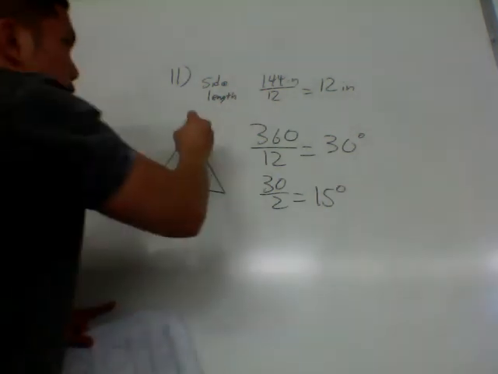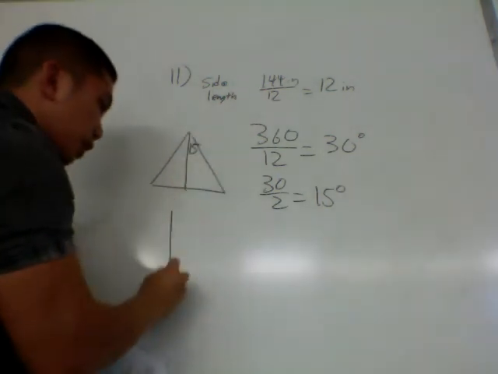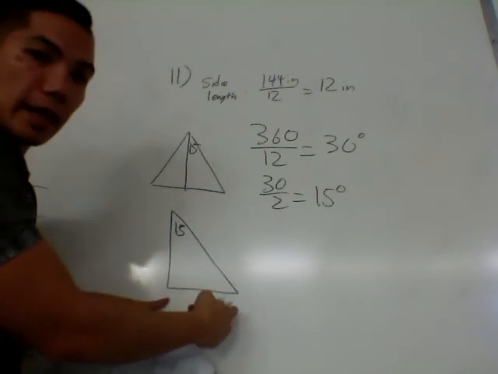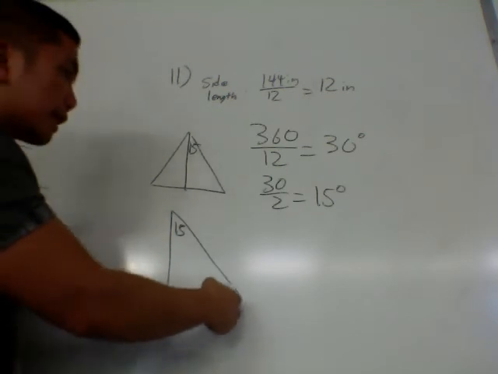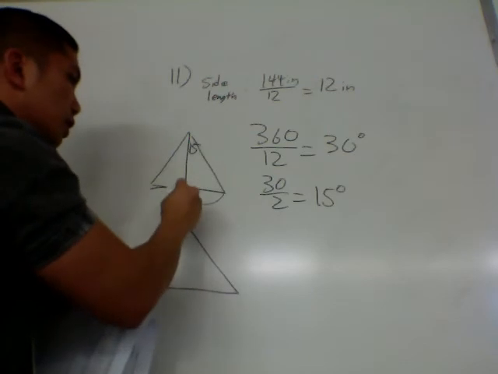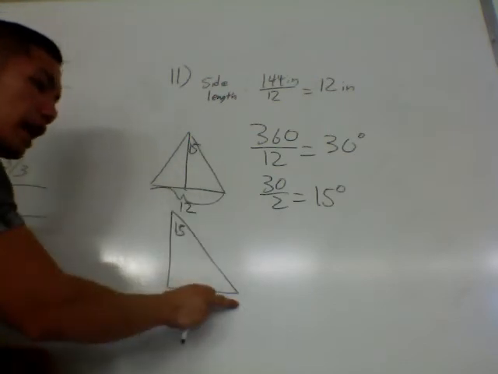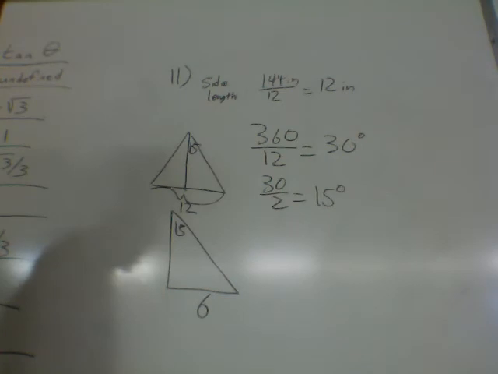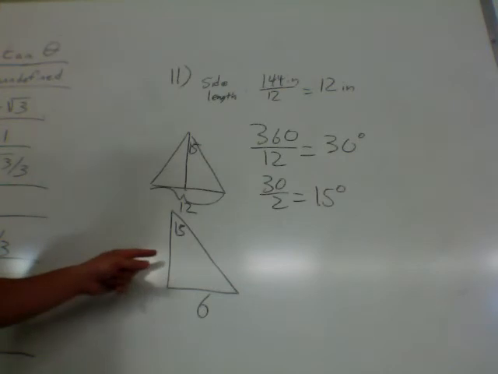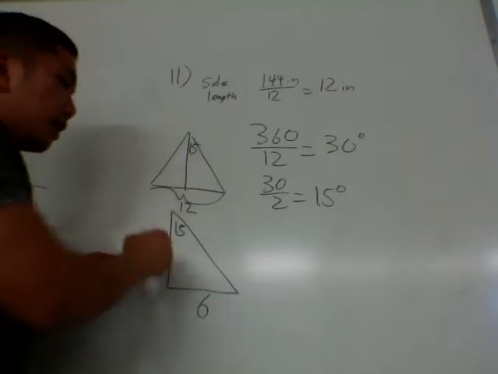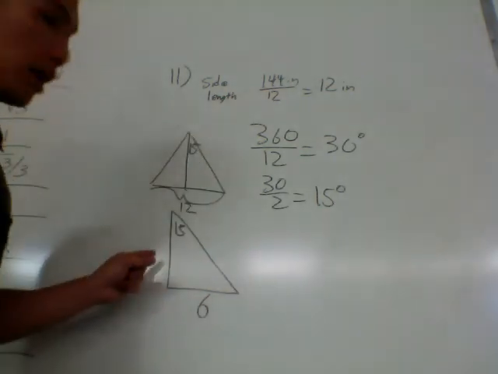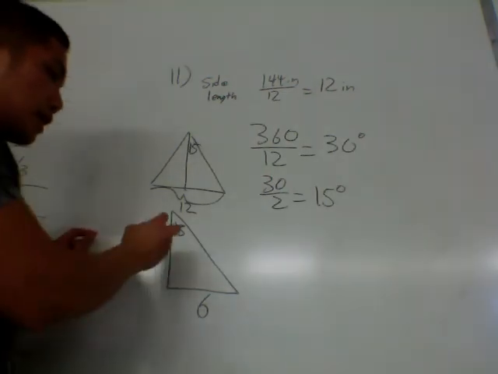So what I know is that this is going to be 15. Let's draw the separate triangle here. If this is 15, now the length here, if the entire side is 12, I'm going to cut it in half to get 6, because I'm only doing half of that side. Now I need to find my apothem, because in the problem they already gave me the perimeter. So all I'm missing is the apothem. So I need to find A.